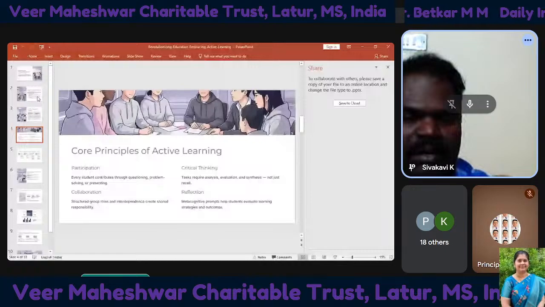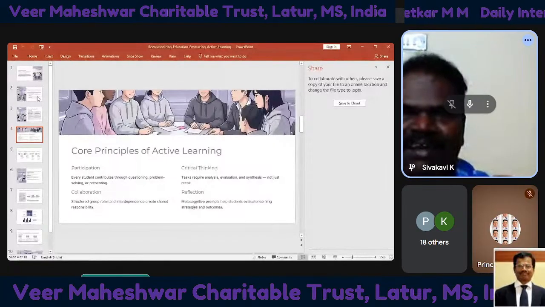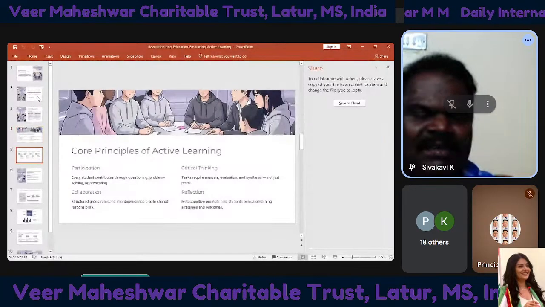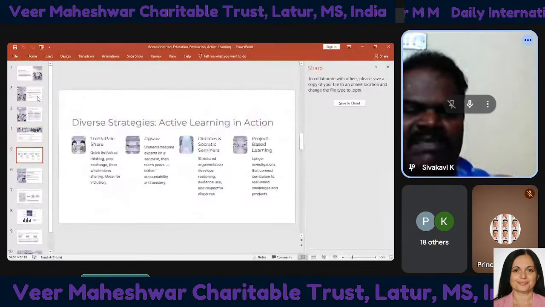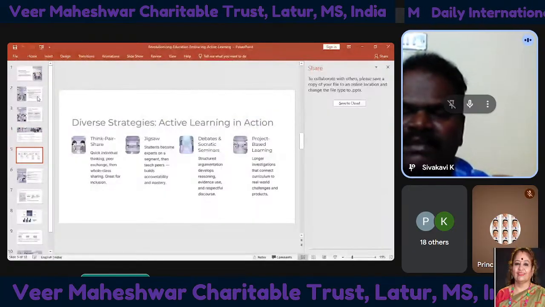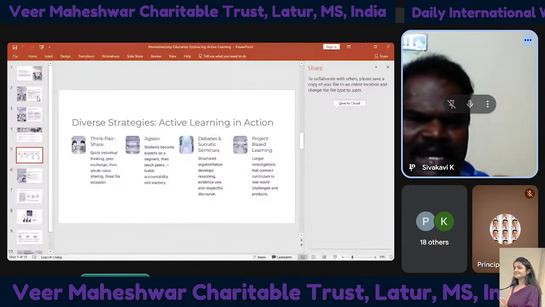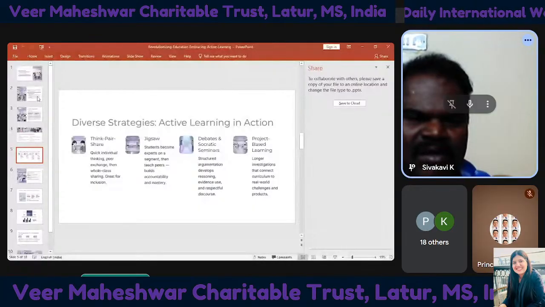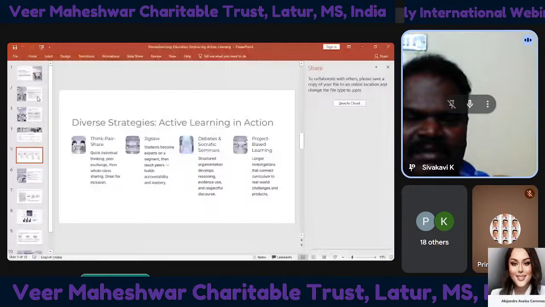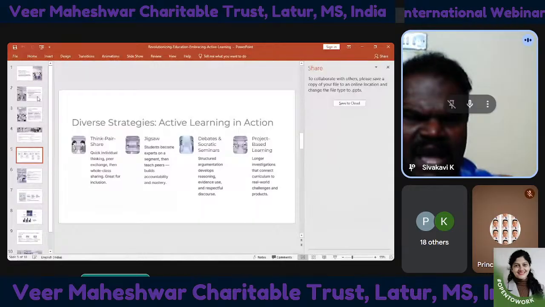Then reflection. Metacognitive prompts help students use diverse strategies. Active learning in action. Think, pair, share. Quick individual thinking, then whole class sharing. Okay. Great for inclusion. The jigsaw.